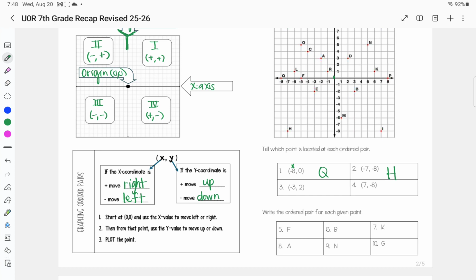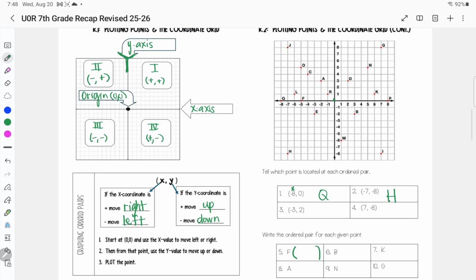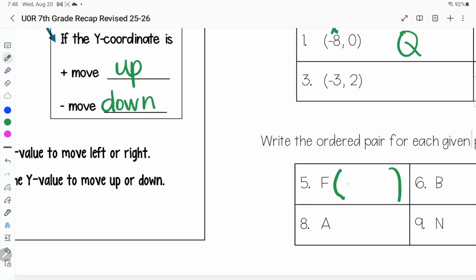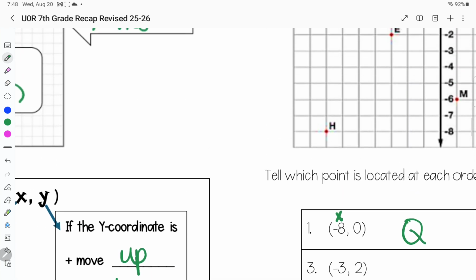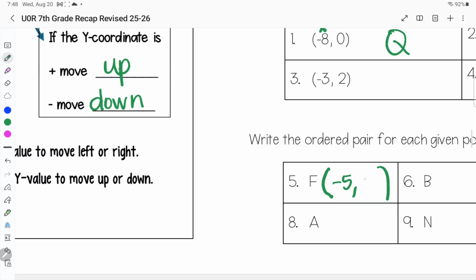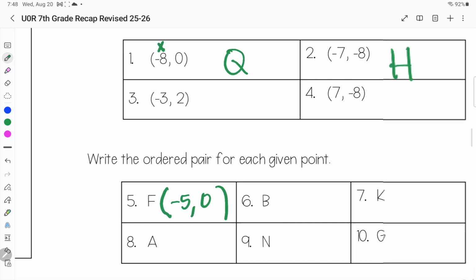And then these ones say write the ordered pair for each given point. So now they've plotted the points and we're going to write them. So we find F. F is right here. First thing I'm going to do is start at 0. To get to F, did I move left or right? Hopefully you say left. And how many points to the left did I move? Which would be 5. So my X value is negative 5. Then did I go up or down? No, I stayed right there. So this would be negative 5, 0. Ordered pairs always need to have your parentheses around them.